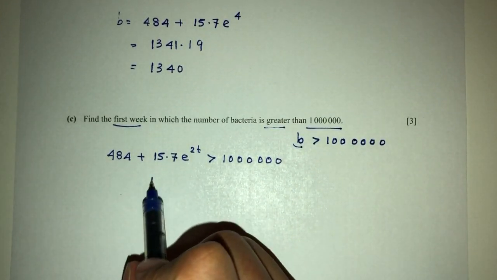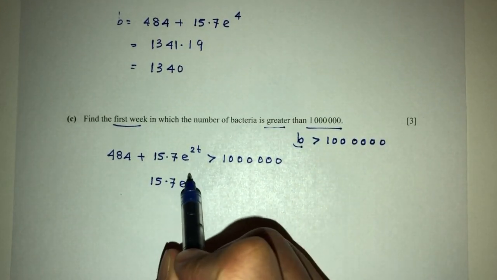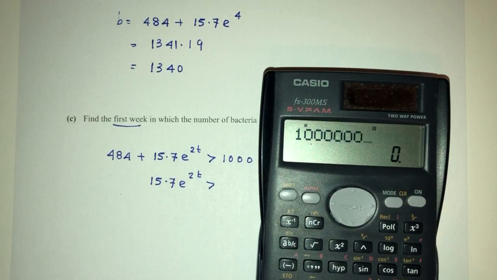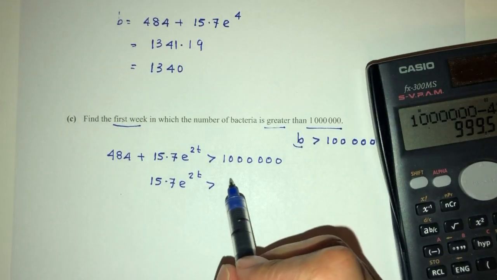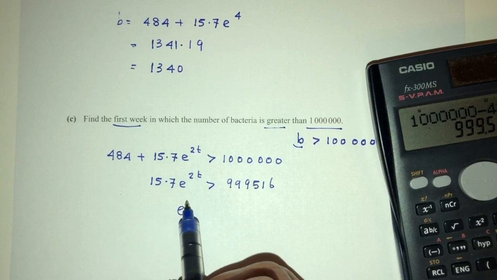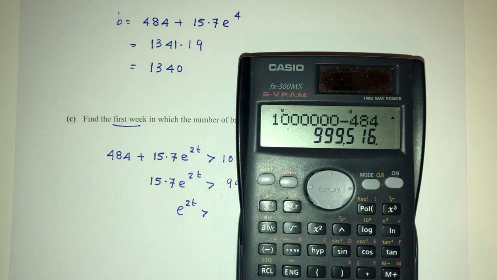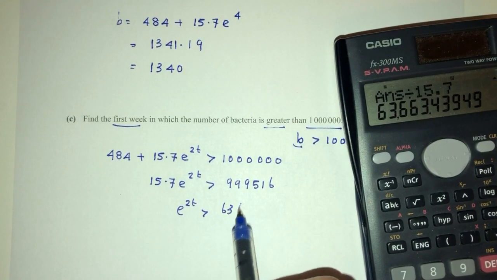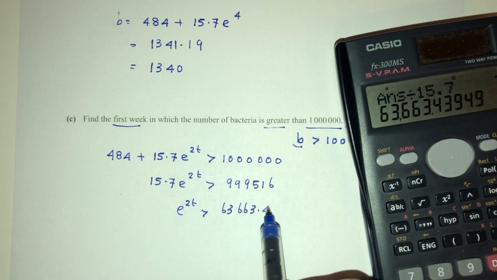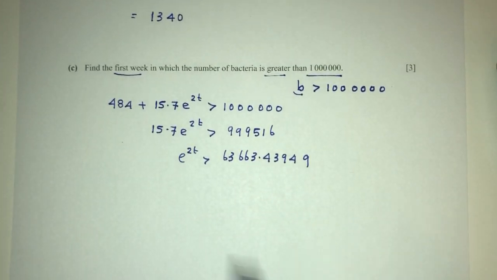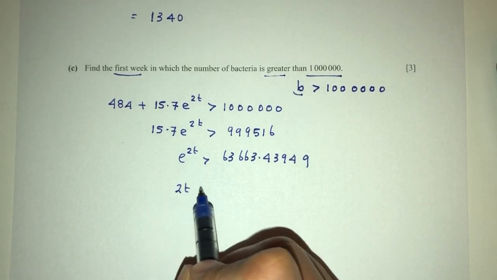So first, that is my subject. So 1 million minus 484, that should be 999,516. Exponential to T, so divide by 15.7, that should be 63663.43949. Now to make 2T become the subject, we have to send exponential to the other side.